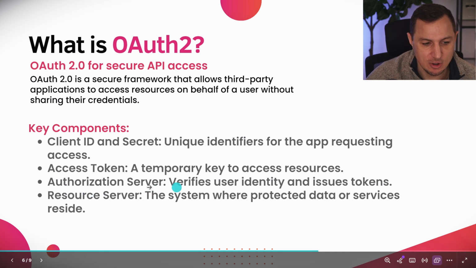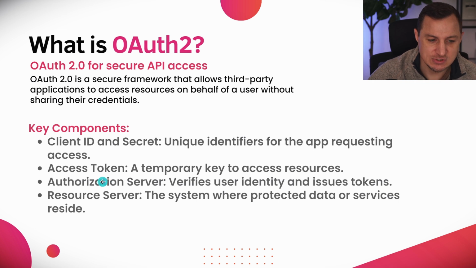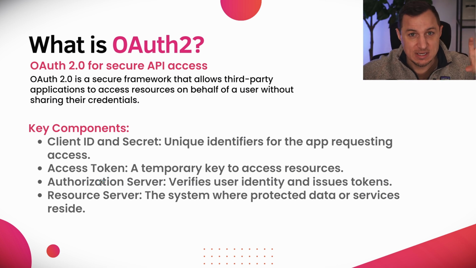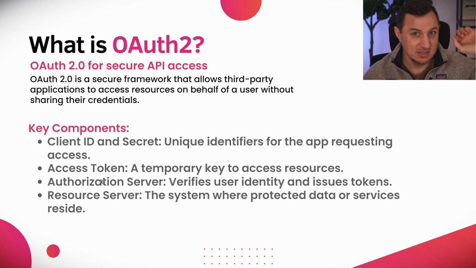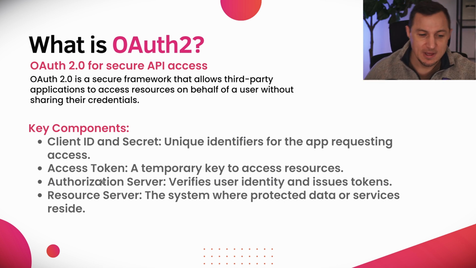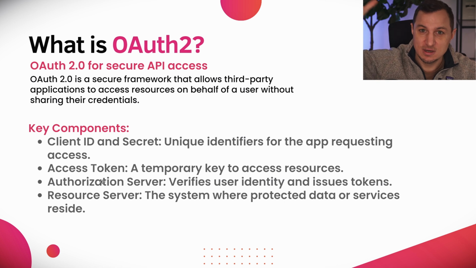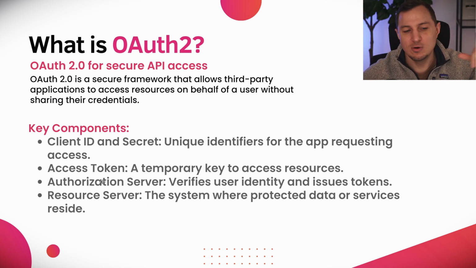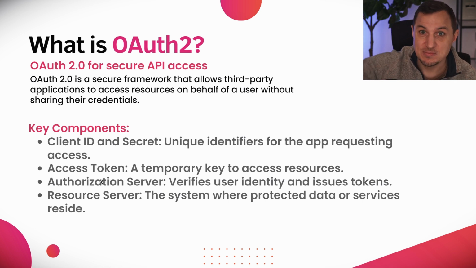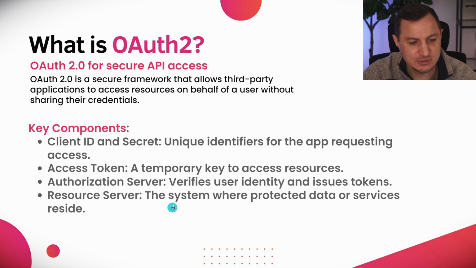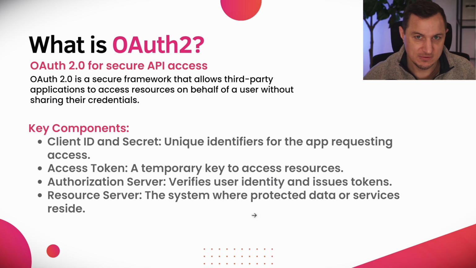So then there is this thing called an authorization server, which verifies user identity and issues the token. This authorization server is mainly separated from the resource server. So it's not the same computer, so to speak. It's two different servers. One is taking care of only the authentication or authorization, and the other one has all the details, such as all of your personal details that you have in a database, for example, or any other relevant information that is stored inside of an API server, or that the API offers you. And then we have the resource server, and that is the system where protected data or services reside. Okay, so this is only relevant for data that is protected.